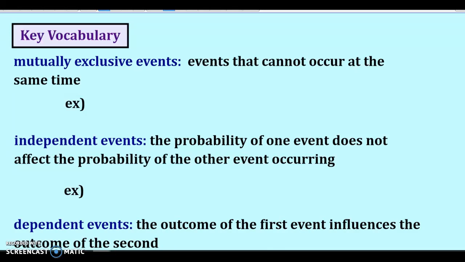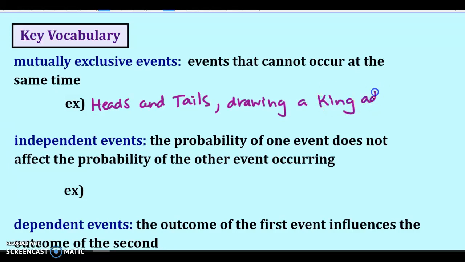The first term is mutually exclusive events. These are events that cannot occur at the same time. So for example, if you flip a coin and you get a heads and a tails, that's impossible. You cannot get both of them at the same time. If you flip a coin, you either get a heads or you get a tails. Another example would be drawing a king or an ace. You cannot get both of those at the same time. So you're going to get one or the other. So those are mutually exclusive because they cannot happen at the same time.